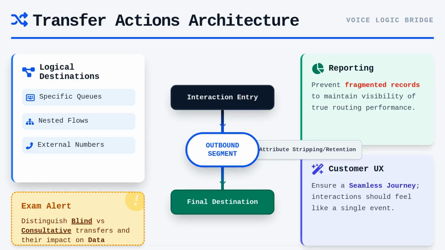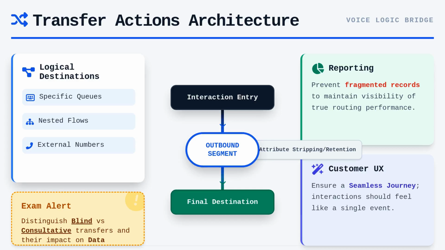Transfer actions serve as the final logical bridge in your voice architecture. Whether sending an interaction to a specific queue, a nested flow for specialized processing, or an external number, a common point of confusion during examinations involves the distinction between a blind transfer and a consultative transfer, as well as how they impact the visibility of interaction data.